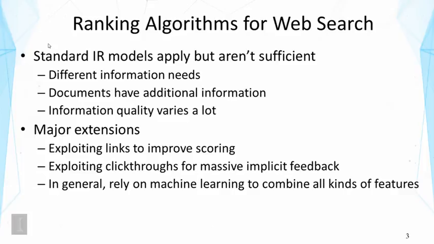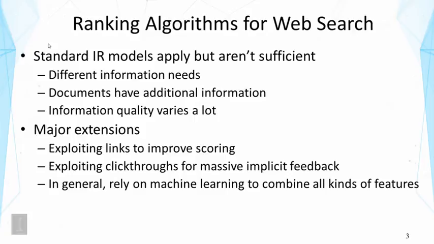So as a result, people have made a number of major extensions to the ranking algorithms. One line is to exploit links to improve scoring. And that's the main topic of this lecture. People have also proposed algorithms to exploit the large-scale implicit feedback information in the form of click-throughs. And that's, of course, in the category of feedback techniques. And machine learning is often used there.